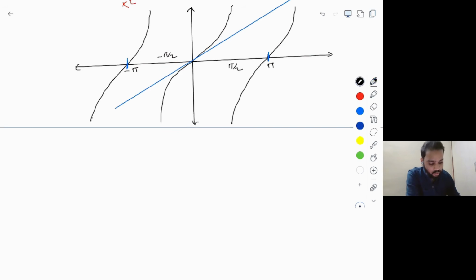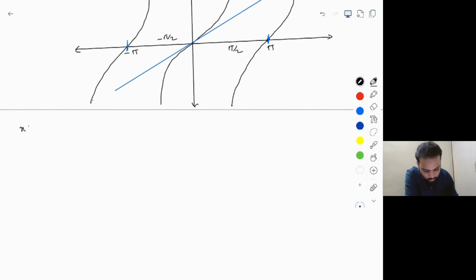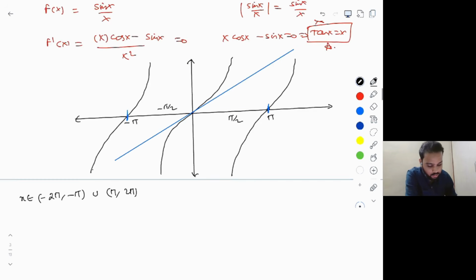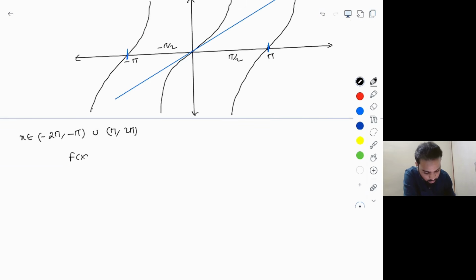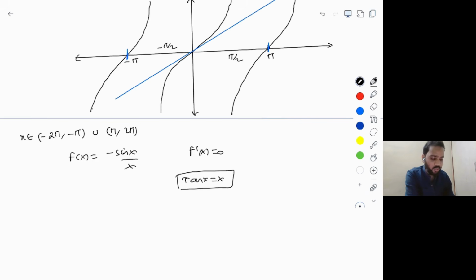Let's do it right now, no problem, because maybe you will feel difficulty later. So let's take the other interval. x belongs to minus 2 pi to minus pi union pi to 2 pi, the remaining interval. In this case, sin x and x will have opposite signs. So there you can write f of x is equal to minus sin x by x, but the equation is not going to change, because whenever you equate the f dash of x value of this function to 0, anyhow you're going to get the same equation, tan x is equal to x.